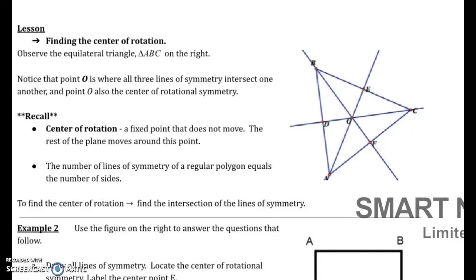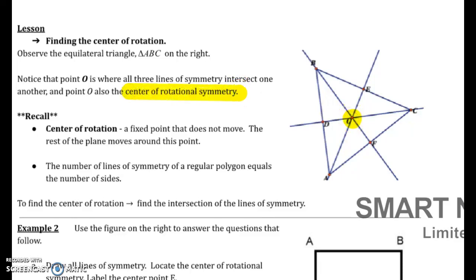Unit 3, Lesson 10. In this portion of the unit, we'll be talking about how you would find the center of rotation. So if you observe on the right, there's an equilateral triangle, ABC, where all three lines of symmetry intersect, which we constructed in practice number 9. We know that the line of symmetry is the perpendicular bisector of each side.